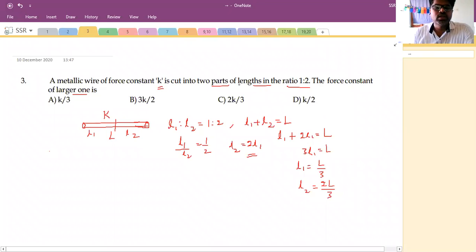So what is the force constant of the larger one? First of all, what is the force constant K? How is it related? We have a relation: F is equal to minus Kx. Normally this is for a spring.